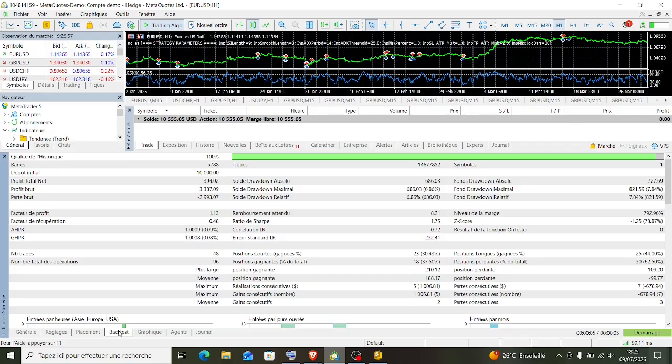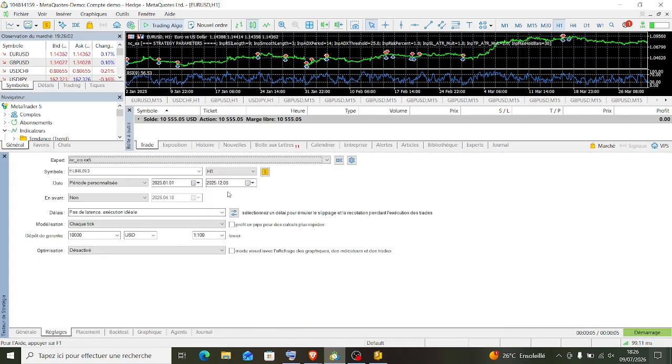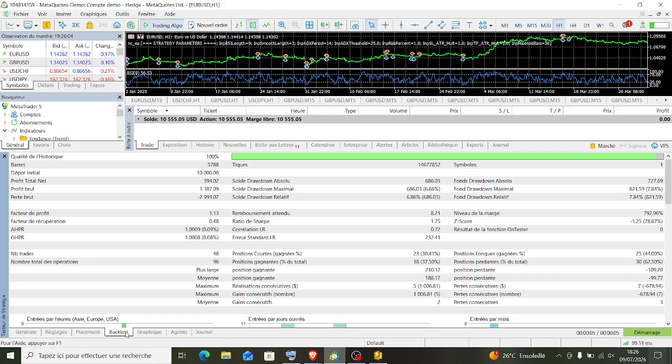EURUSD on the 1-hour chart for 2025. This is our baseline. Look at the top metrics. Profit factor 1.13. Gross profit $3,387. Net profit $394. Now look at the risk. Max drawdown 6.86%. That is incredibly low. Sharpe ratio 1.75. This confirms the returns are smooth relative to the volatility.